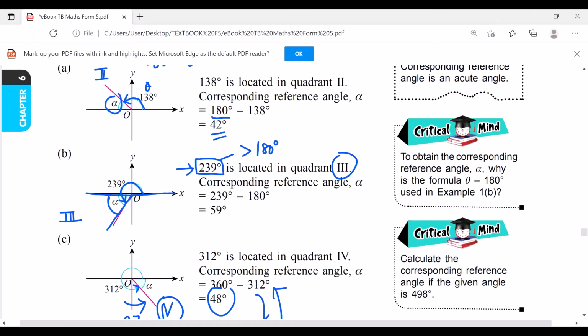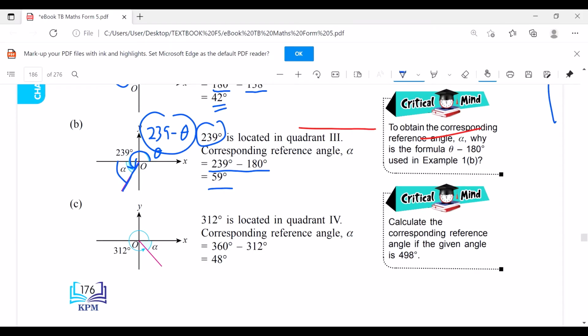So what do you do? Your theta you minus with 180. So this is what you should do. 239 minus 180, so 59. The corresponding reference angle is 59, or your alpha. Yeah, your alpha is 59.